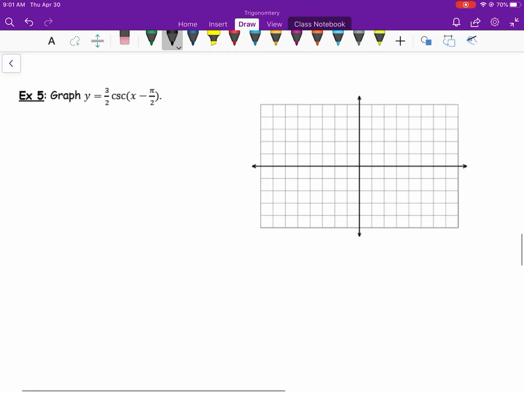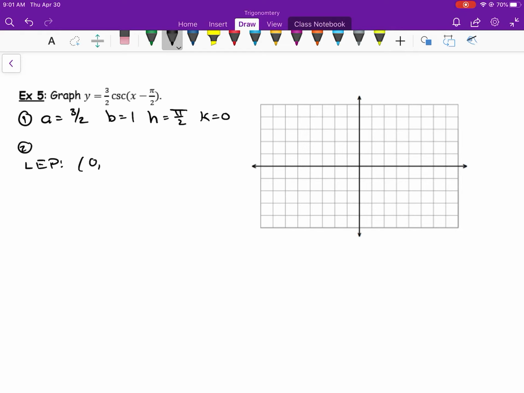Example number 5. Okay, so we have A equals 3/2, B equals 1, H equals pi over 2, K equals 0. So my left endpoint is 0, 0. So we are adding pi over 2. We're shifting right. So I'll be at pi over 2, 0.